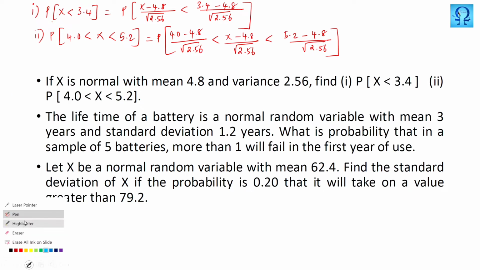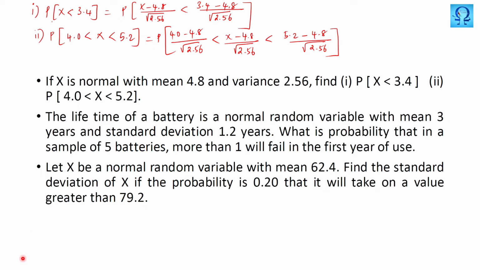Now coming to the second problem: the lifetime of a battery is a normal random variable with mean 3, which is given. Standard deviation, we are directly given the sigma value. What is the probability that in a sample of 5 batteries, more than one will fail in the first year of use? How do we do it?